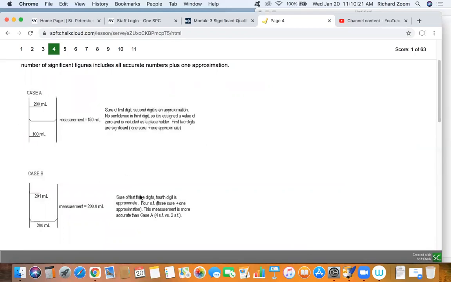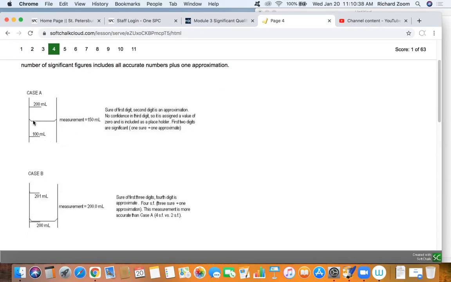Now, the significance or the significant figures is going to be determined by the accuracy of the number, and this is a discussion that goes into that. The way we determine significant figures is, let's say you've got this case here where we've got a graduated cylinder, and it's not a very accurate graduated cylinder. It's got a graduation at 100 and a graduation at 200.